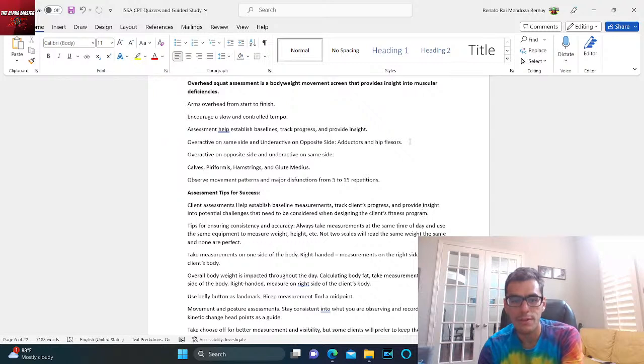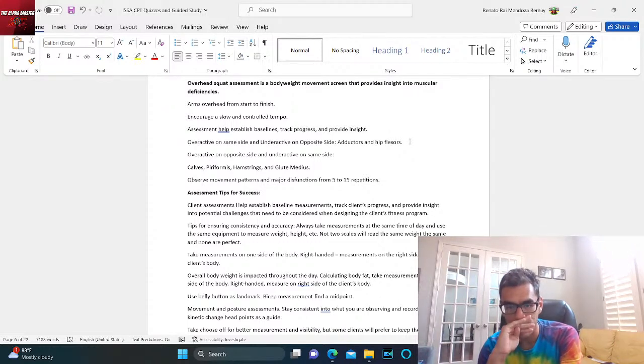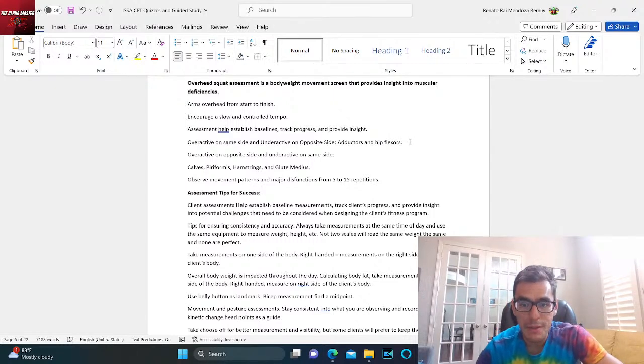Tips for ensuring consistency and accuracy. We always take measurements at the same time of the day and use the same equipment to measure weight, height, etc.